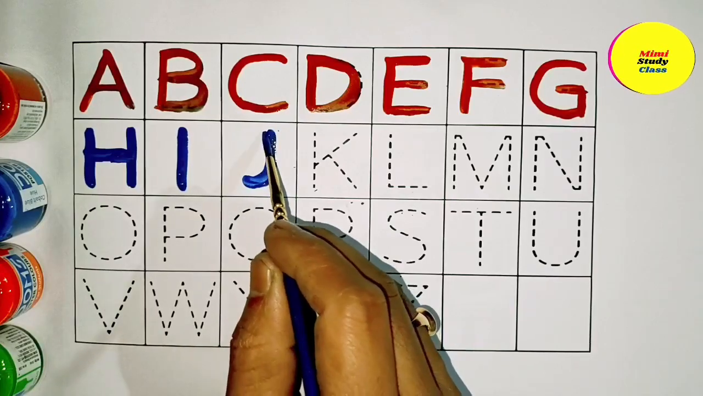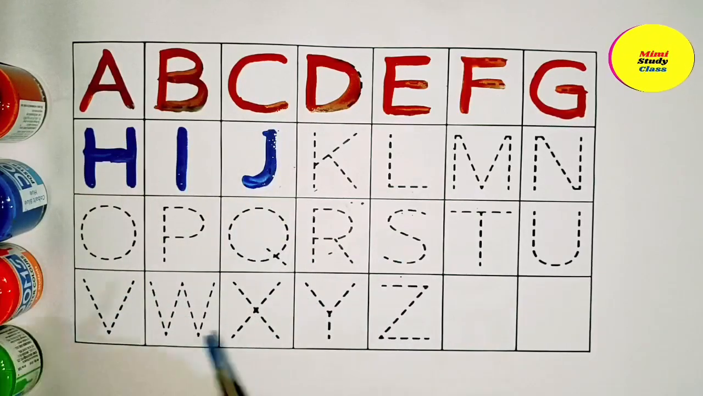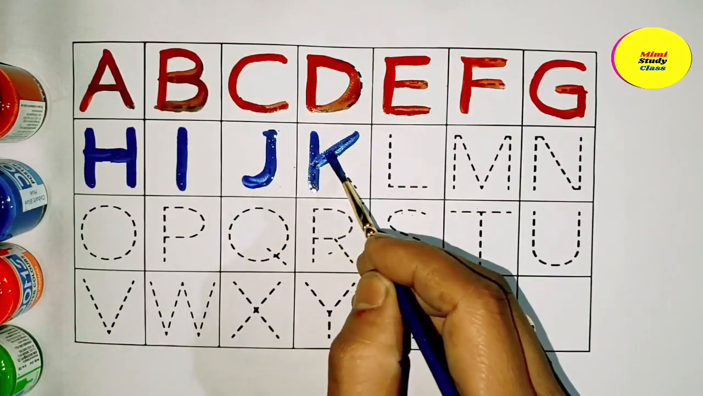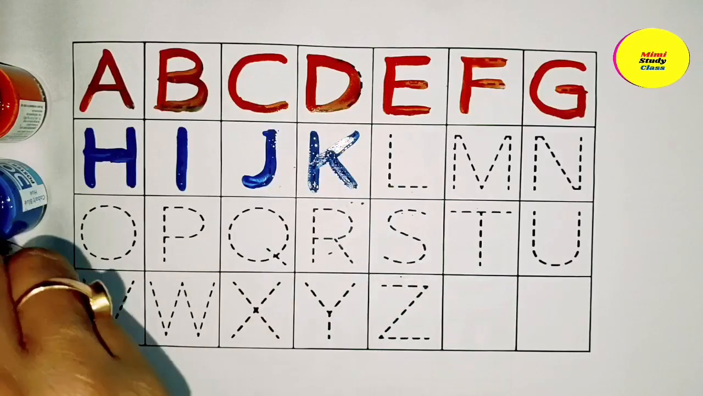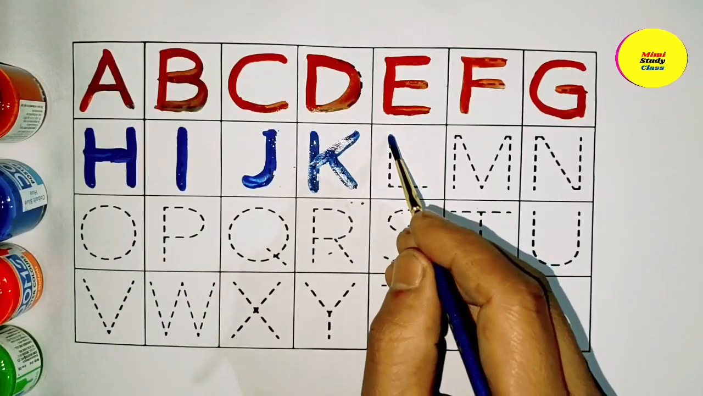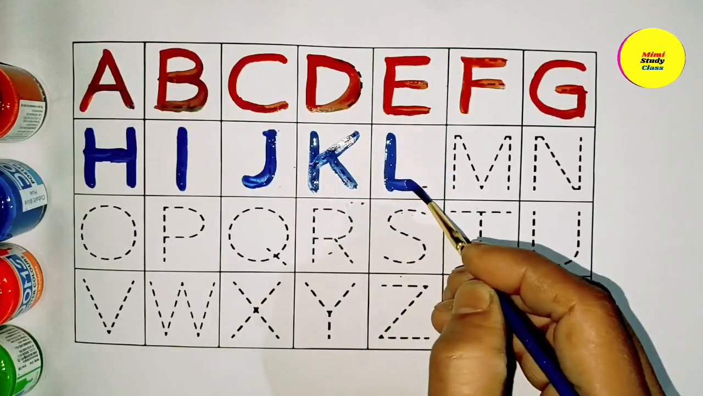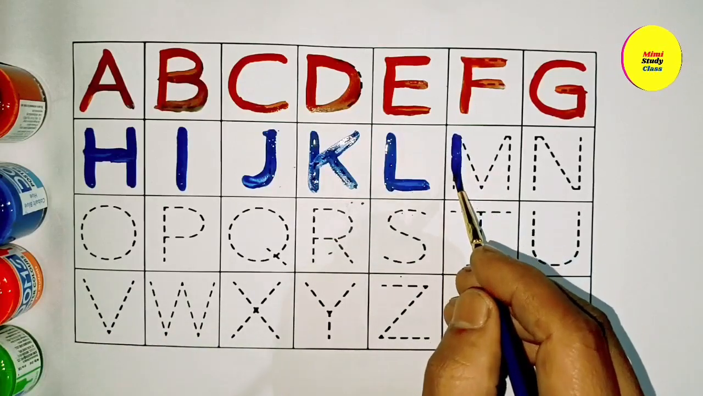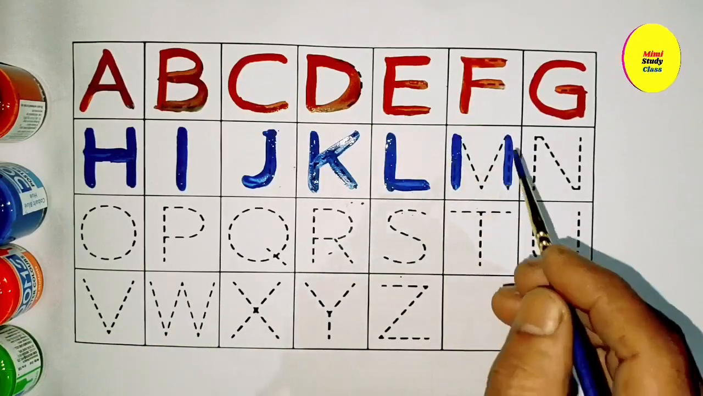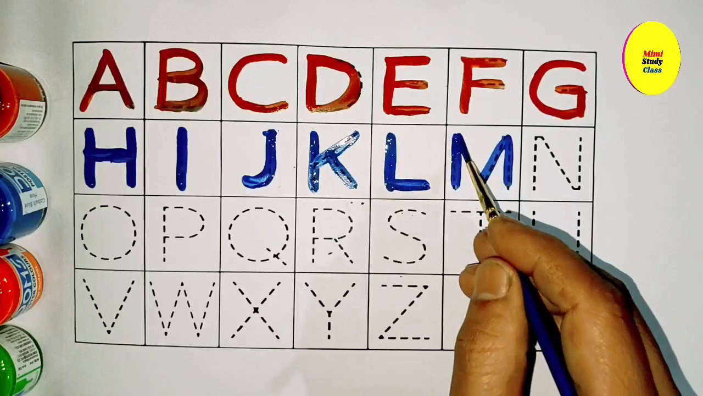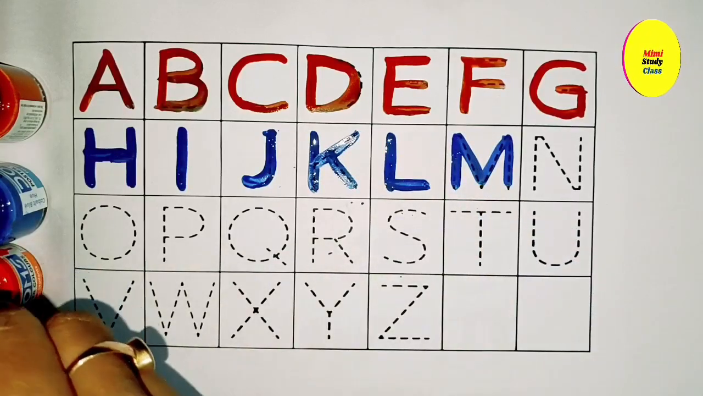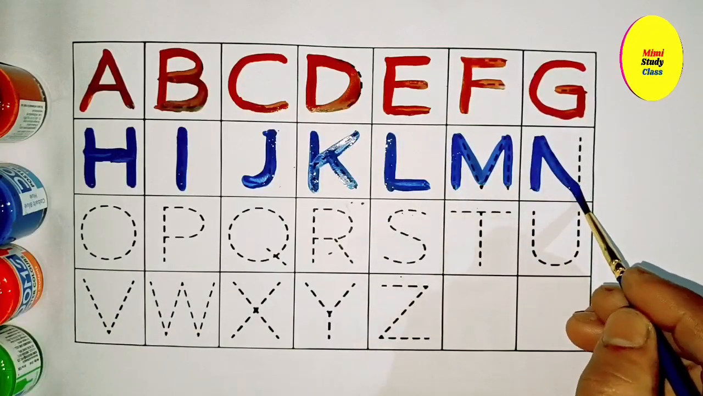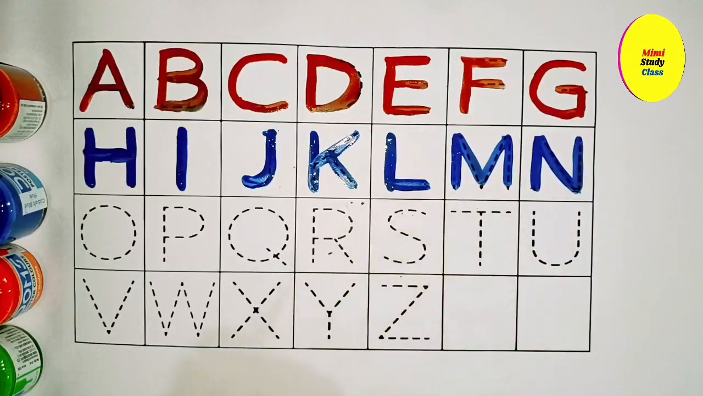J for jug. K for king. L for lion. M for mango. N for nose.